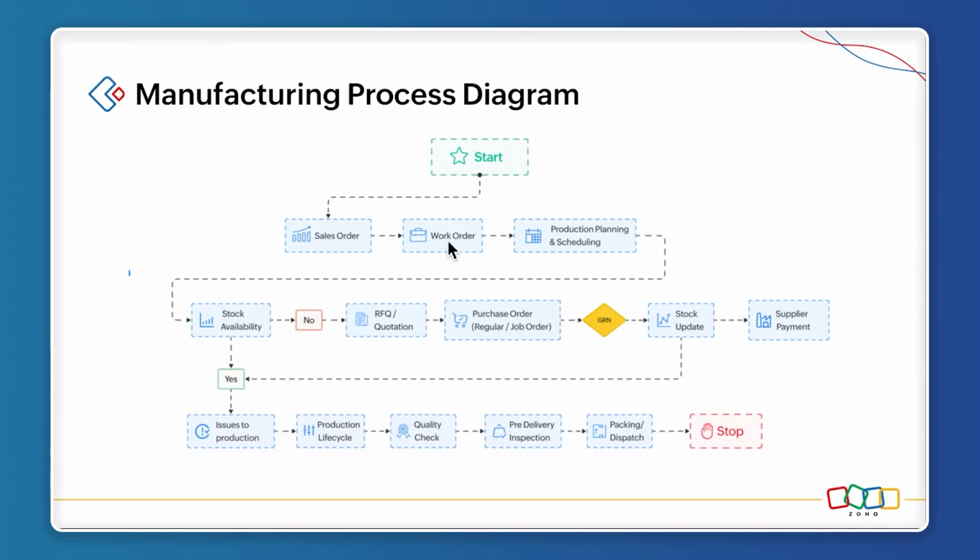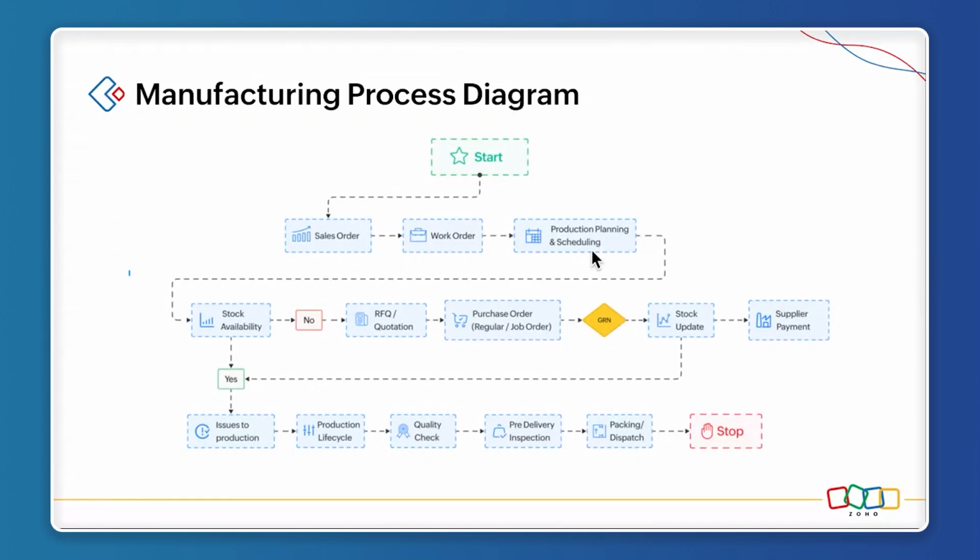And the work order is nothing but an internal request for the production to manufacture goods. Basically, in every manufacturing industry, there will be a continuous process already running behind, right? Even if you get a sales order, even if you don't get a sales order, there is going to be a continuous process running in the back end. That is something which will happen simultaneously in the work order, right? And then production planning and scheduling.